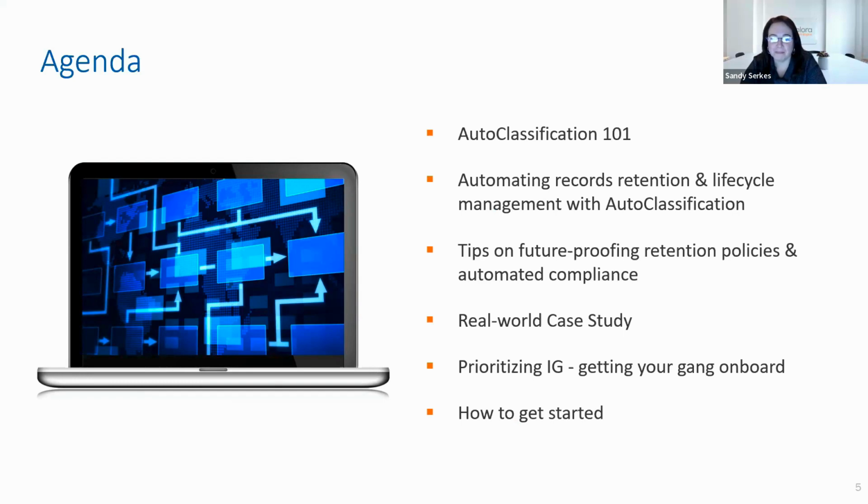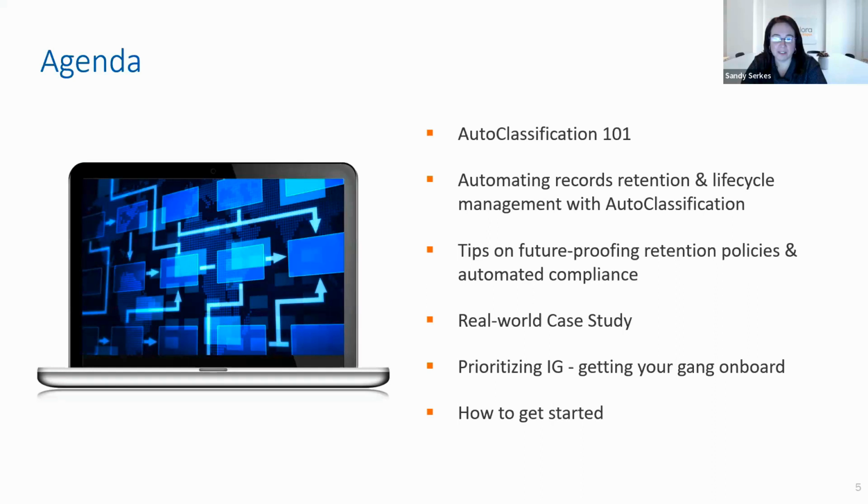Our agenda today is we're going to talk about managing records with auto classification. It's a broad topic, because auto classification can cover a number of use cases. But we're going to go through a bit of an auto classification 101, just in case there's folks on the call for whom this might be new, and true auto classification versus old auto classification maybe. We're going to talk about automating records retention and other fun things we can do with auto classification. This is a good one: tips to future-proof retention policies and automating compliance.